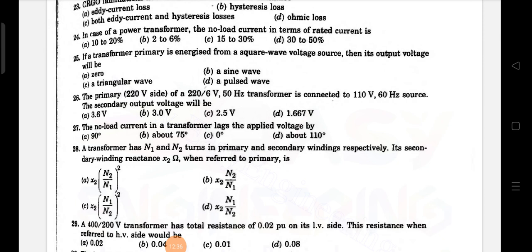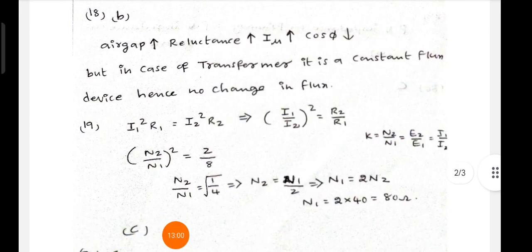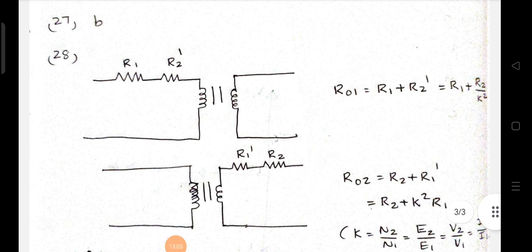Next, a transformer has N1 and N2 turns in primary and secondary windings respectively. Its secondary reactance when referred to primary is, okay, remember one point, when transformer winding resistance is transferred from secondary to primary, that means secondary resistance is R2, right? When it is transferred to primary, R2 is replaced by R2 dash. See here, assume the primary winding resistance is R1 and the secondary winding resistance is R2. When R2 is transferred from secondary to primary, R2 is replaced by R2 dash.